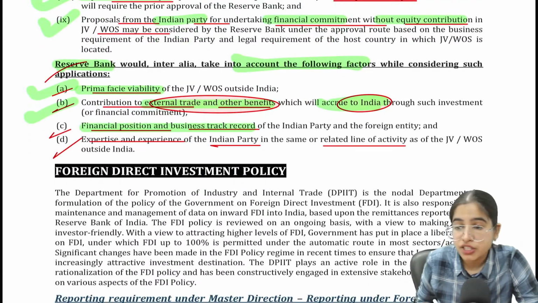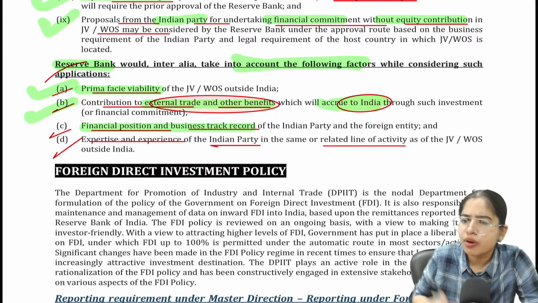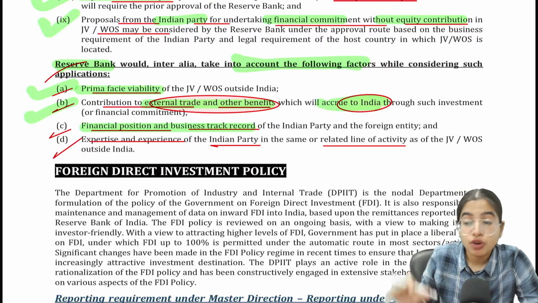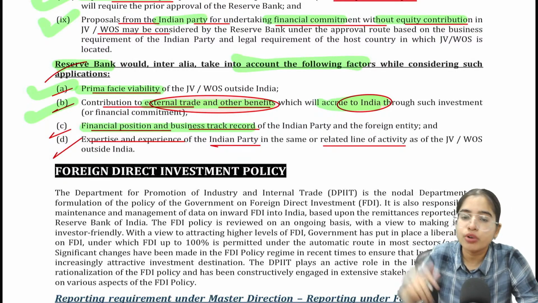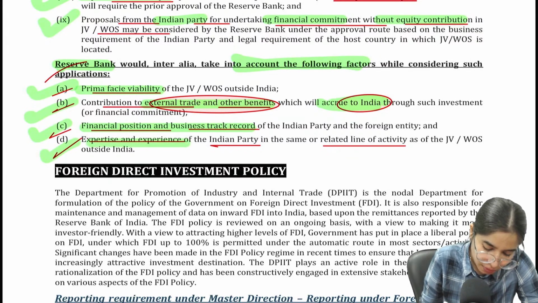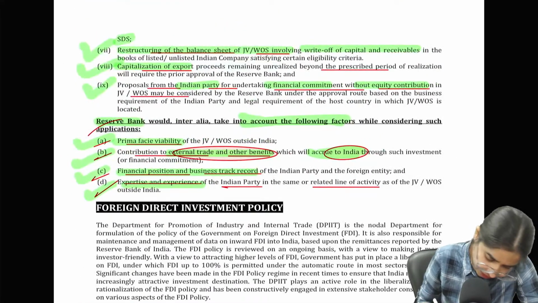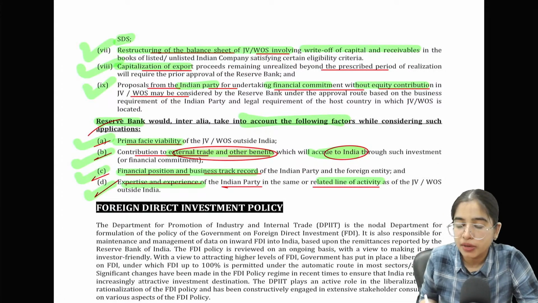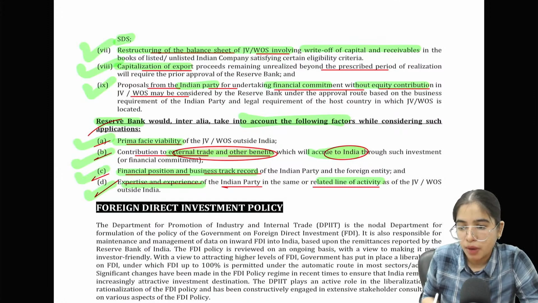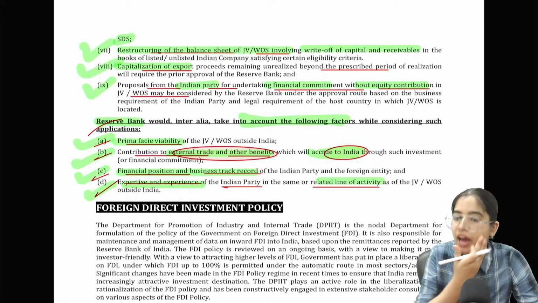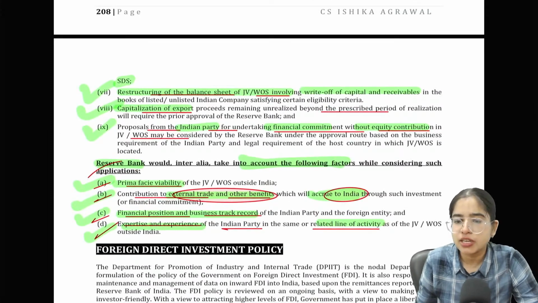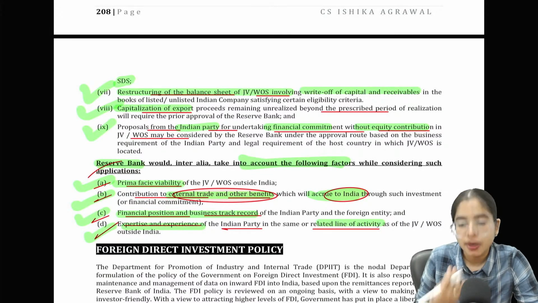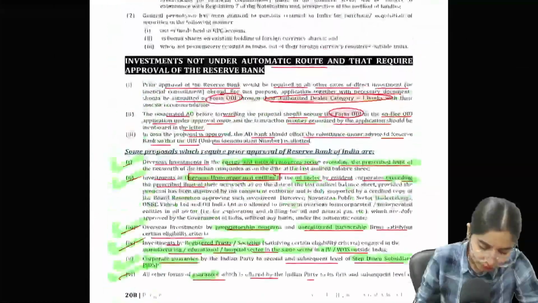It will check your financial position and business track record, whether you are making profits and whether you are actually able to make investment outside India. So RBI will check your company's financial position and background track record. RBI will also check your expertise and experience in the same line of activity. If you are a newcomer, then RBI won't allow you to go abroad easily. That is why RBI will check your expertise and experience. These are some basic points that RBI will take into account before granting approval.